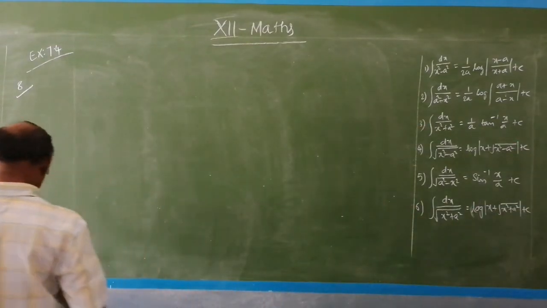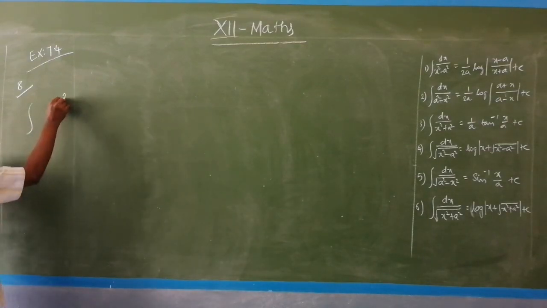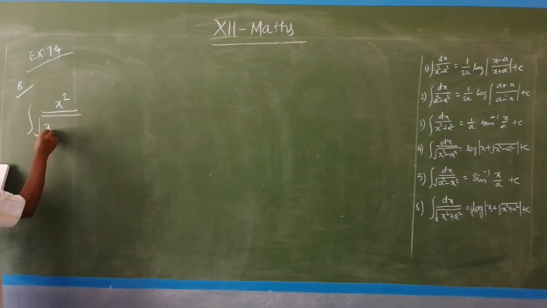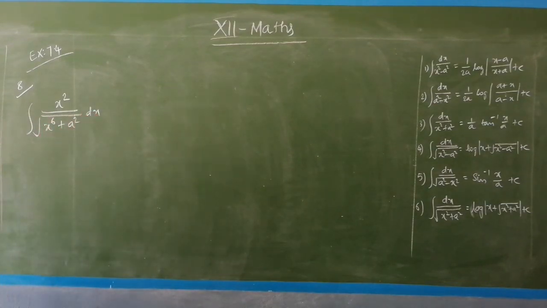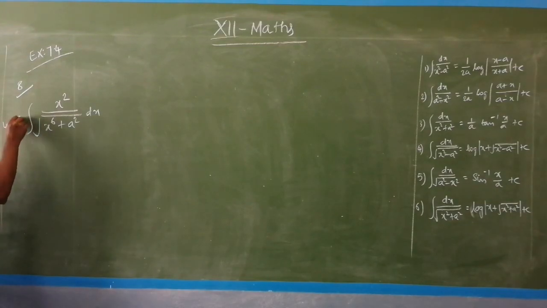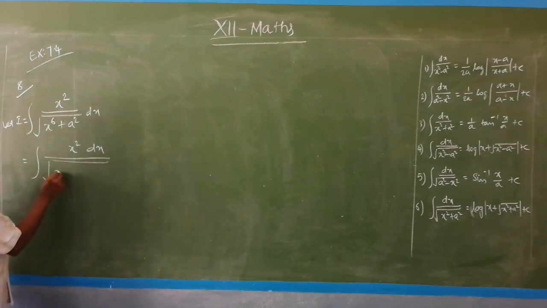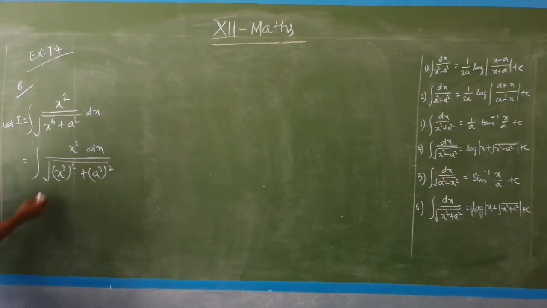Next, question number 8. We are given integral x square divided by root of x power 6 plus a power 6 into dx. Let us assume that I equals this. We can read this as x square into dx divided by root of (x cube) the whole square plus (a cube) the whole square, in order to bring it to the standard form. Now for this we need substitution.